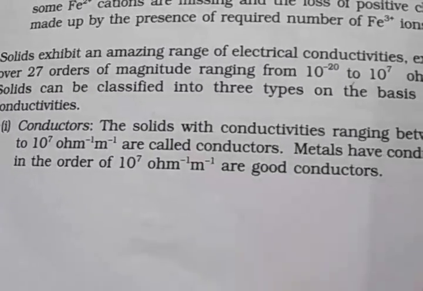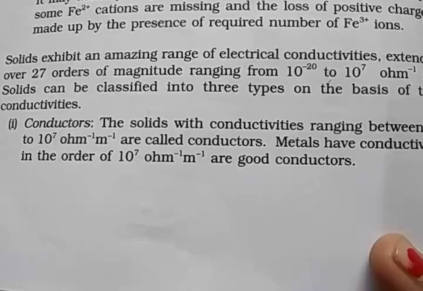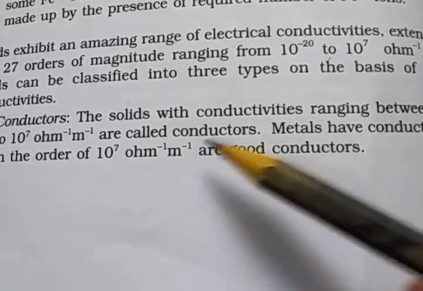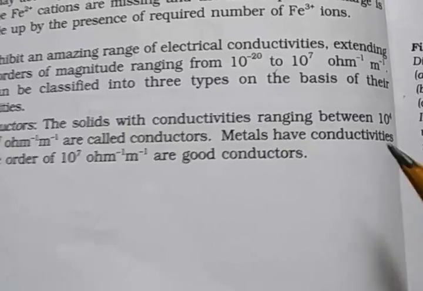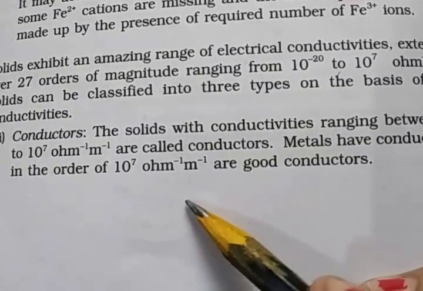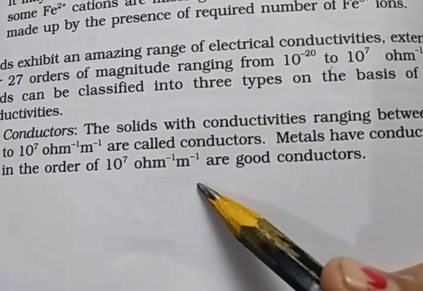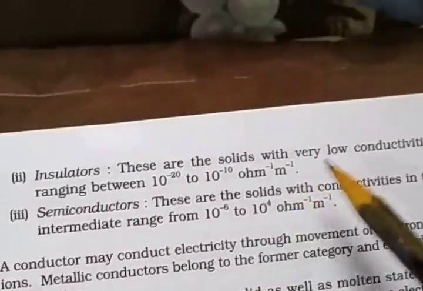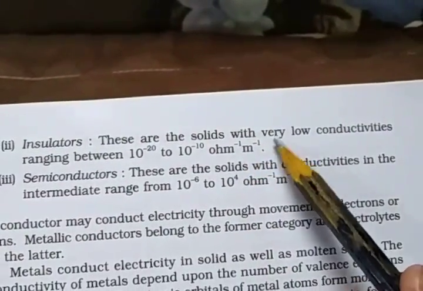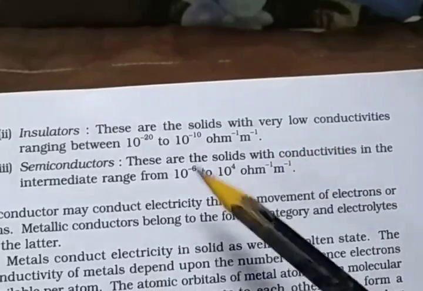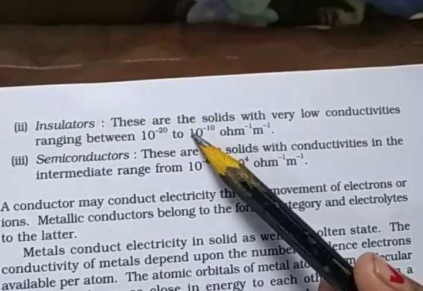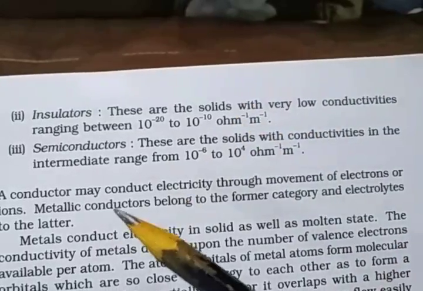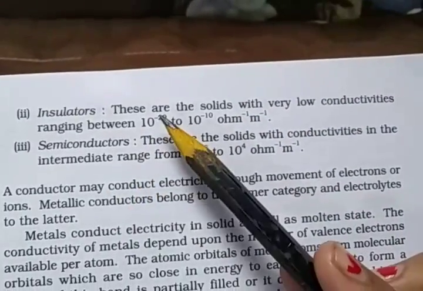Solids with conductivities of the order of 10 to the power 7 ohm inverse meter inverse are called conductors, and metals, having conductivities of the order of 10 to the power 7 ohm inverse meter inverse, are good conductors. The second one is insulators. These are solids with very low conductivity, ranging between 10 raised to the power minus 20 to 10 raised to the power 10 ohm inverse meter inverse. Okay, so I explained both.